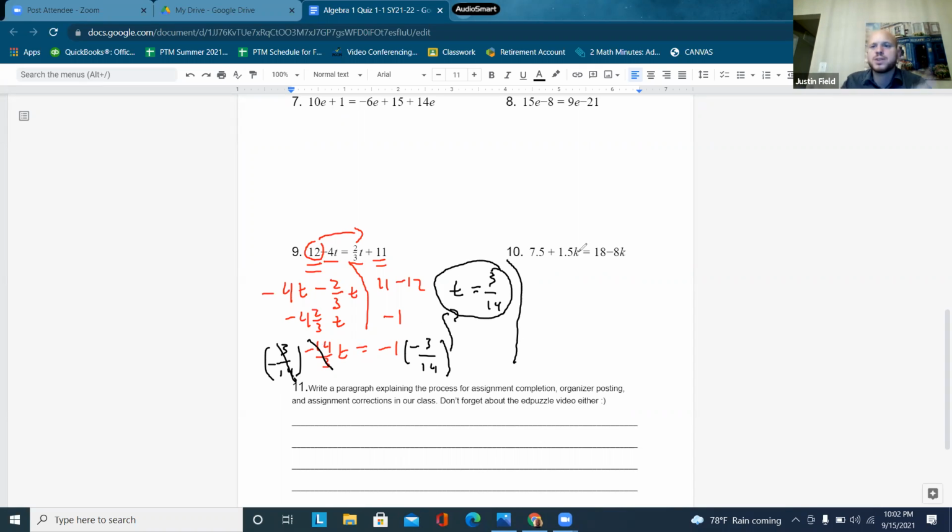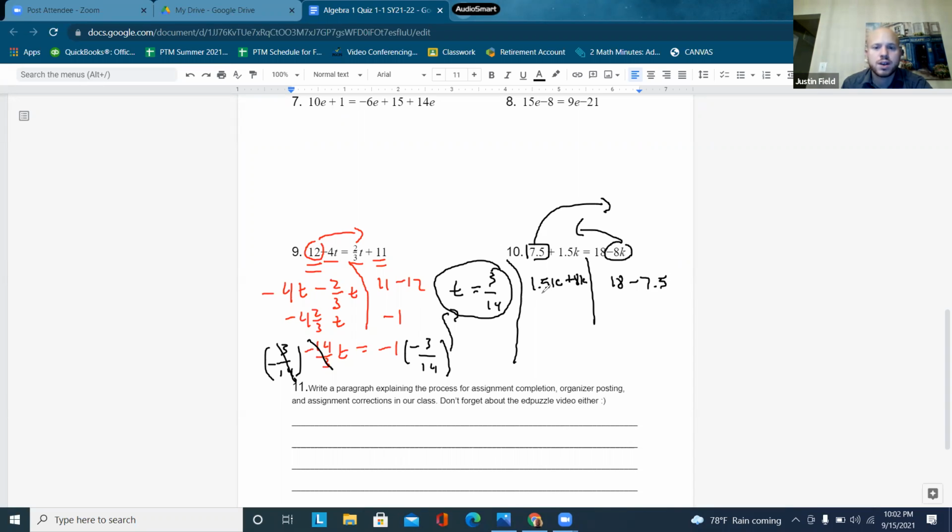Let's put our variables on the left, numbers on the right. All right. Draw the line over the line, change the sign. So that's going to the left. And this guy with no variable is going to have to go to the right. So we got 1.5k already over here, and now this -8k is coming over, but it's going to have to be +8k over the line. Change the sign. 7.5 positive over here is going to be negative over there.